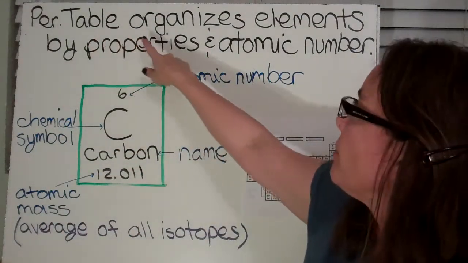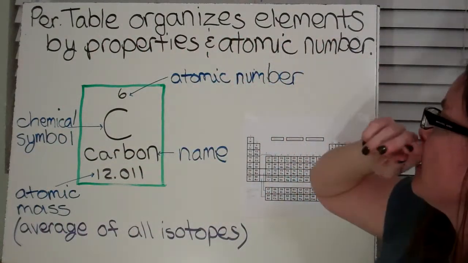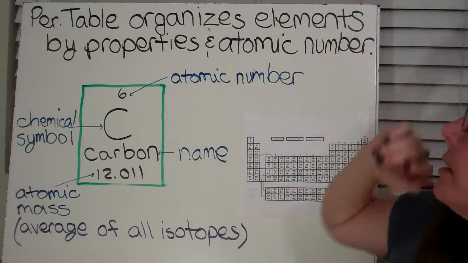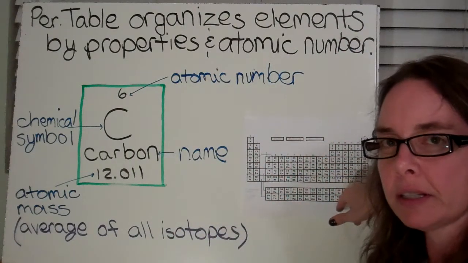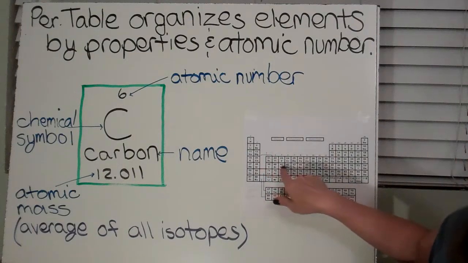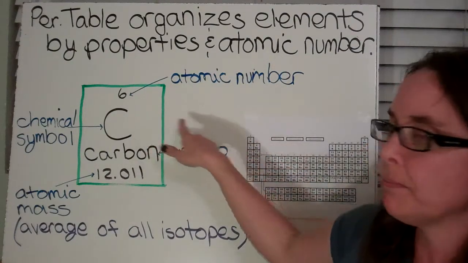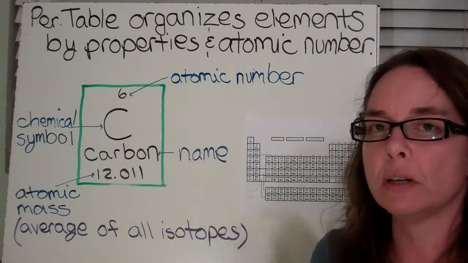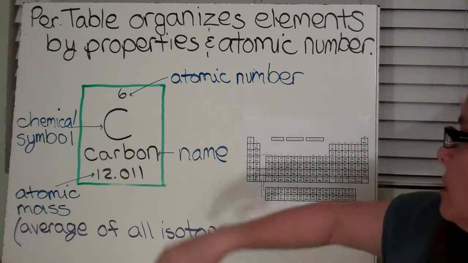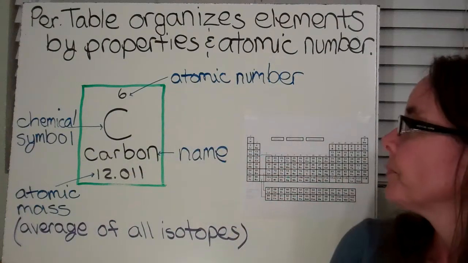The periodic table arranges elements by properties and atomic number. This is the modern periodic table. And if we blow up one of these boxes here and look at them, it's got information in each box about each element. This is carbon.